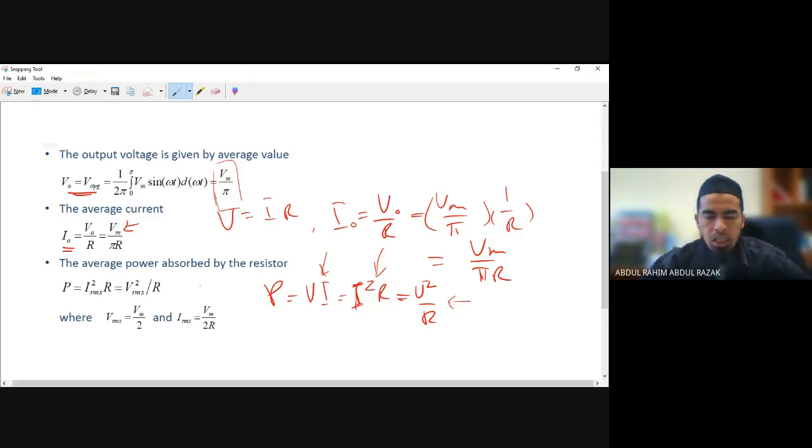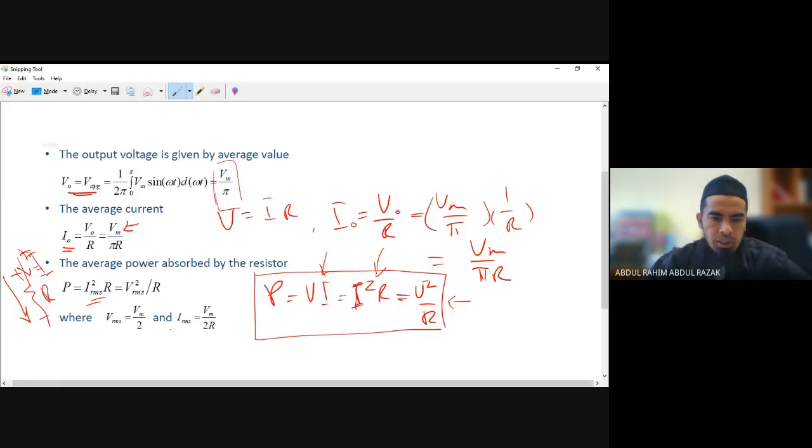So how much power is absorbed by the resistor? If we know how much current flows through that resistor and we know the value of R, we can use I square R. Or if we know how much the voltage drop across the resistor is, we can use V square over R. It is up to the condition and situation and what kind of data is available at that time. So this is the power equation that you are able to select and use.